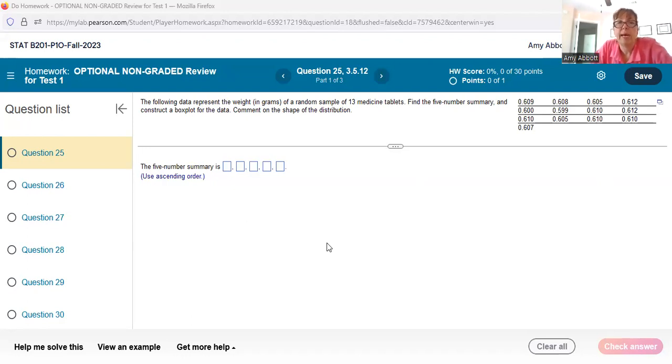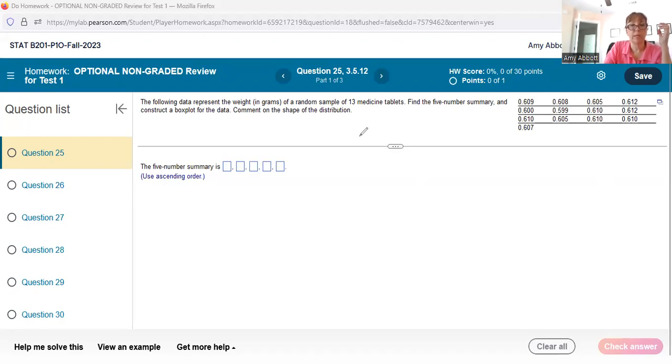Anyway, it says the following data represents the weight in grams of a random sample of 13 tablets. Find the 5-number summary and construct a box plot for the data. All right, so while we're on this page, let me point out, it has it down here on the bottom.